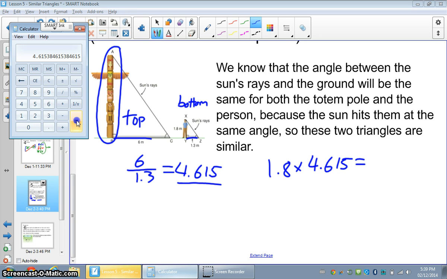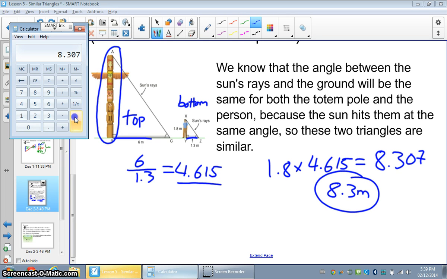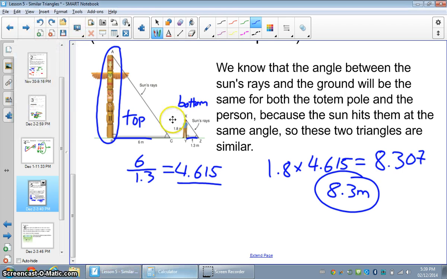Now you need to check to make sure this answer makes sense. If it doesn't, try dividing instead, but I'm going to try multiplying first. So I go 1.8, the height of the person, and multiply that by 4.615, and I get 8.307. I said to round to one decimal place, so I'll say it's 8.3 meters tall. Okay, so that's the type of problem that we can solve given that these two are similar triangles.